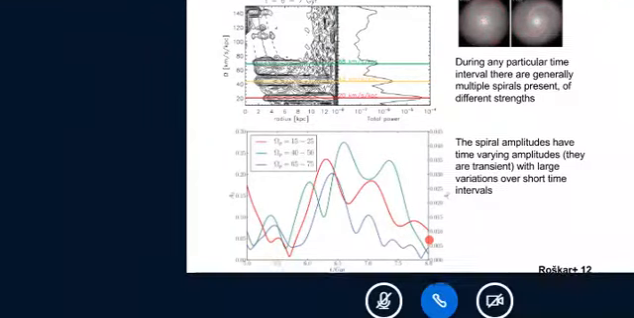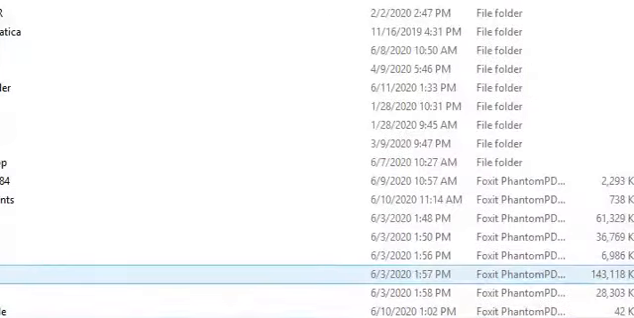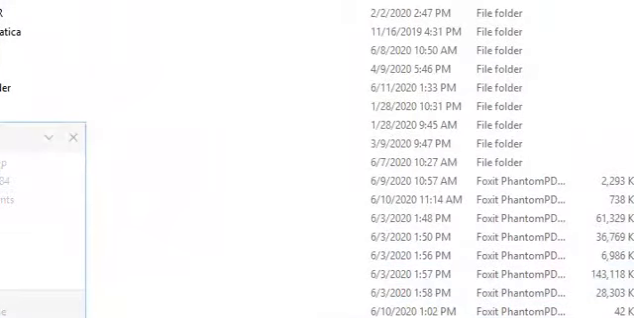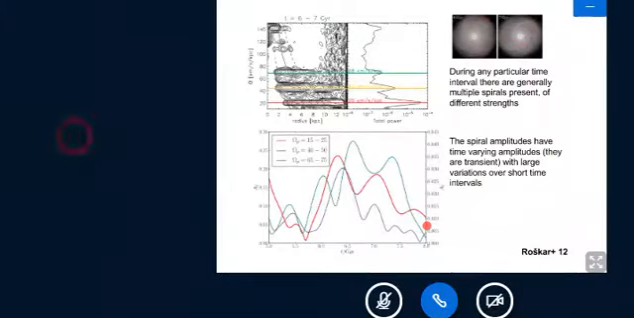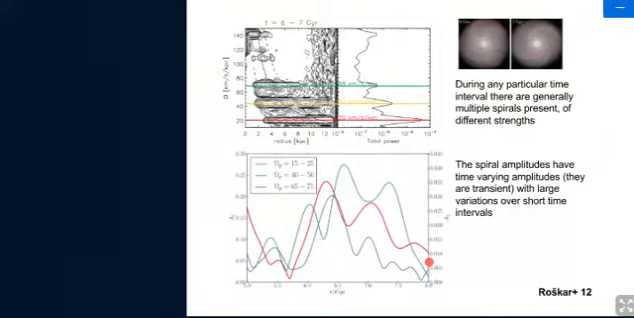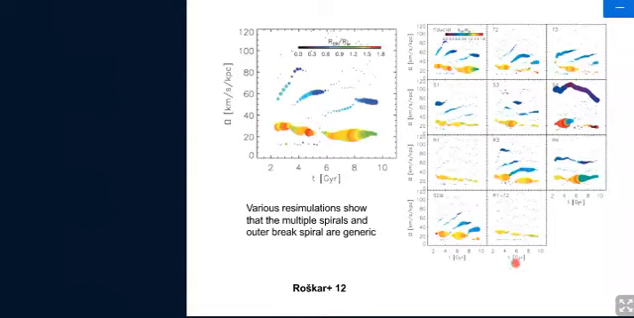So this is what we mean by the spirals are transient. They are flickering a lot. Their amplitude changes all the time. And this is an important fact for later when I start talking about migration, and you'll see why. Right, so we carry on. That's a little bit about the nature of spirals.